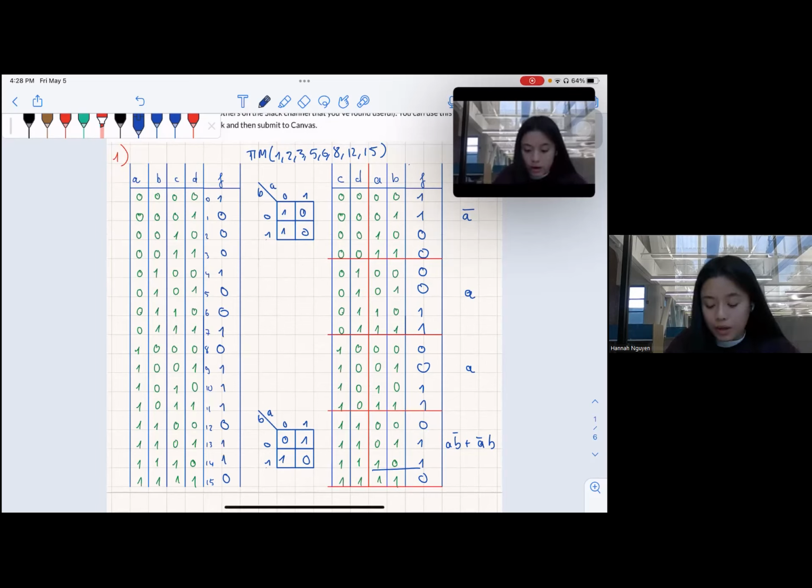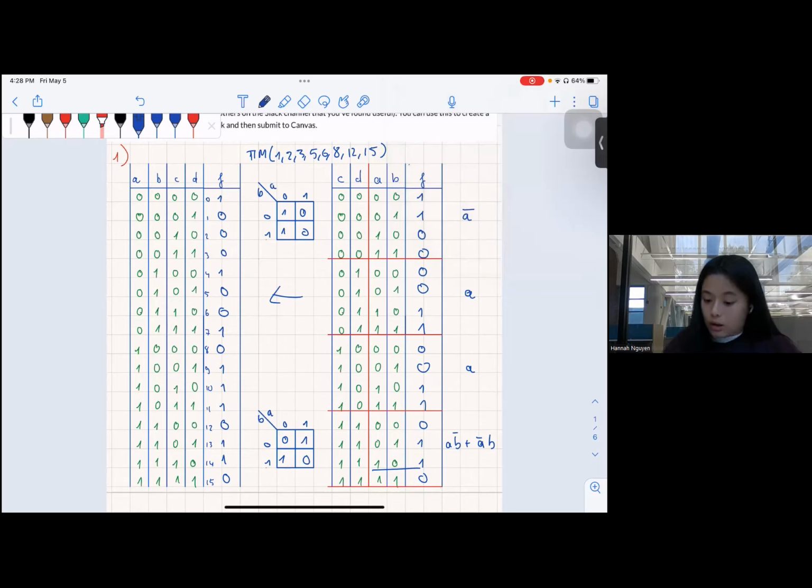All right, but because the question asks that we use C and D as the select signals, I have to rearrange a little bit. But the output is still going to be the same according to the table that we have earlier. And then after that, we have to find a function f in terms of A and B.